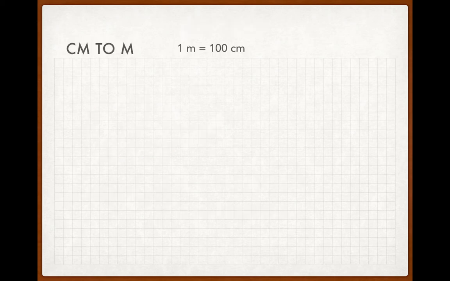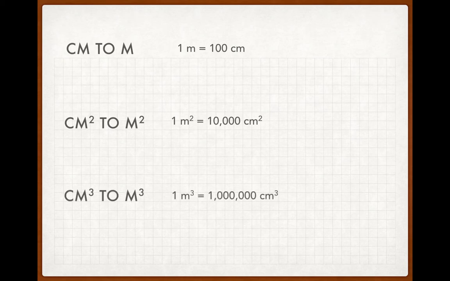In summary, when you want to go from centimeters to meters, that's the conversion factor. Either multiply or divide by 100. When you want to go from centimeters squared to meters squared, you multiply or divide by 10,000. And then for centimeters cubed to meters cubed, multiply or divide by 1,000,000. Remember the rule. When you want to go from the big one to the small one, you multiply by the number. And then when you want to go from the small one to the big one, you divide by that number.